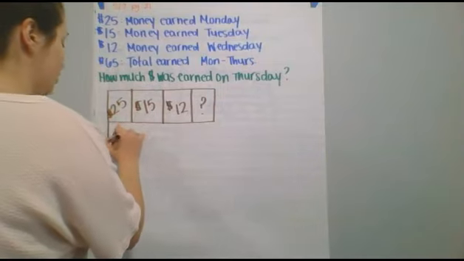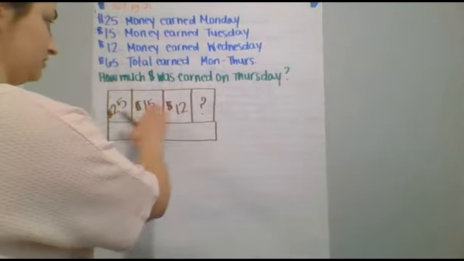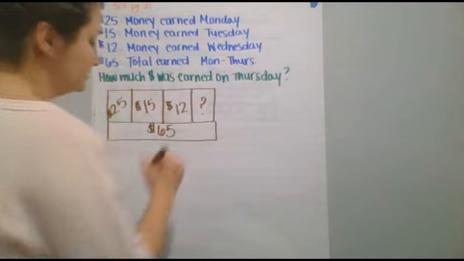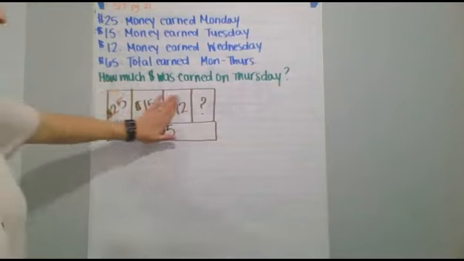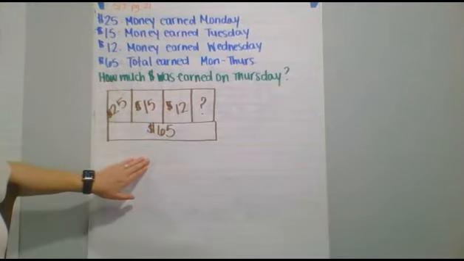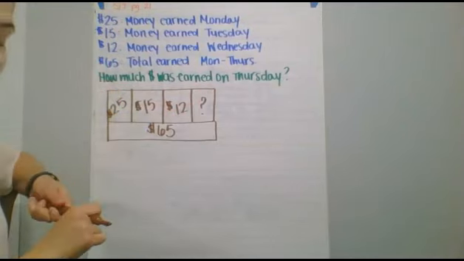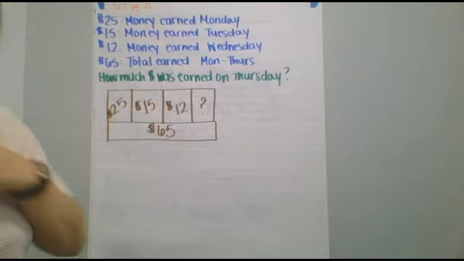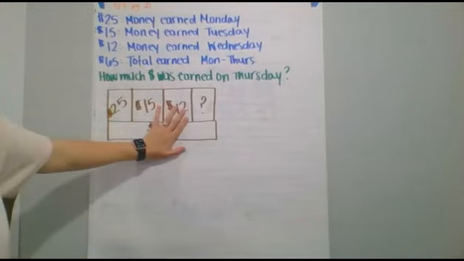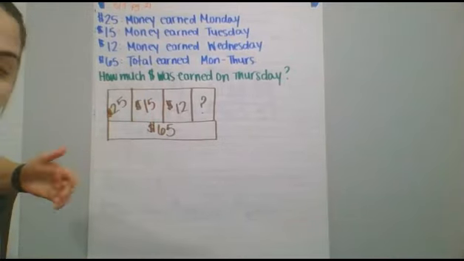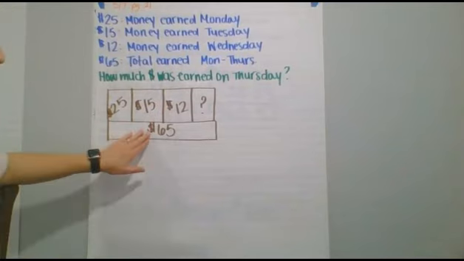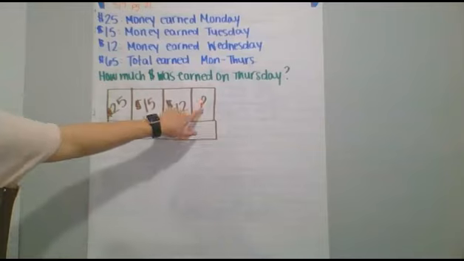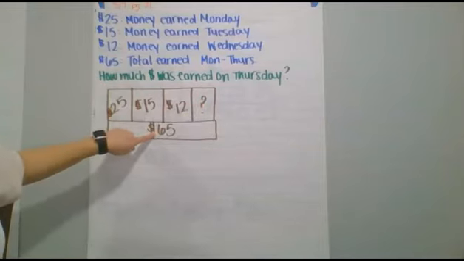But I do know that this entire thing gives me a total of $65. So all 4 of these numbers together give me a total of 65. So I want to think about how I can use that information to help me. Because my unit is the same, I can add and subtract them together in order to find an answer. I also know my total, okay? So I know my total, so I don't want this number to be bigger than this, okay?